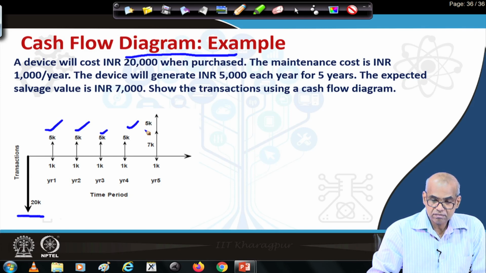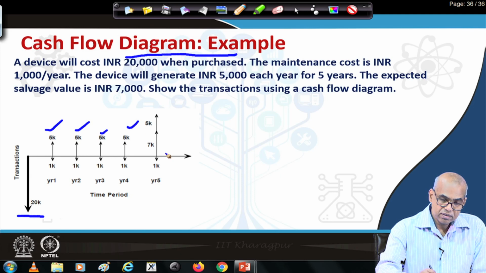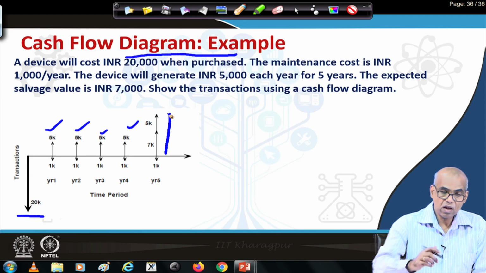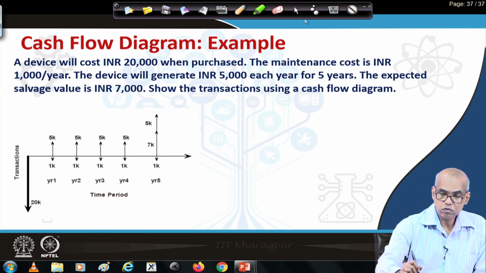At the end, the salvage value of the device is rupees 7,000. So, you have indicated both 7,000 and 5,000 rupees as cash receipts. So, it comes as positive cash flow. So, this is how you can draw the cash flow diagram.